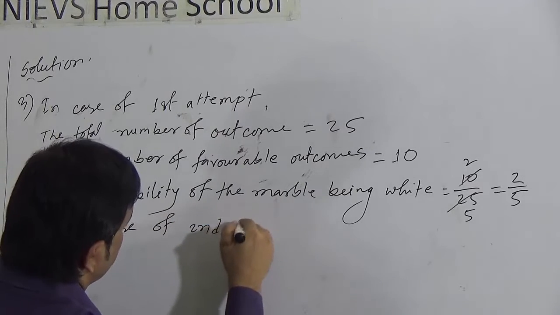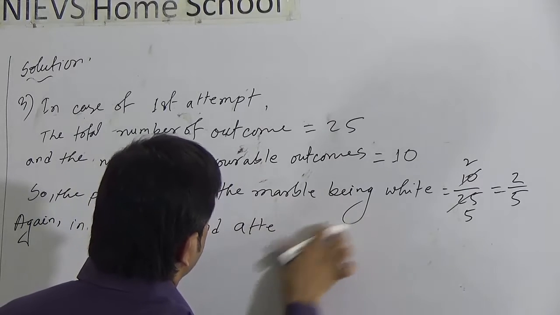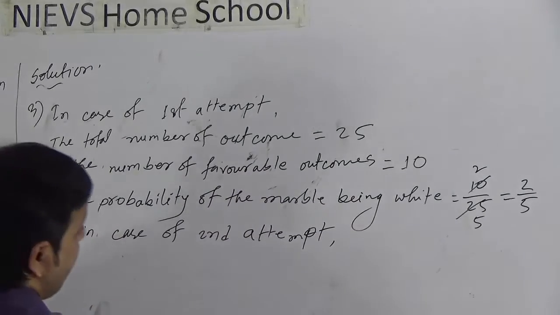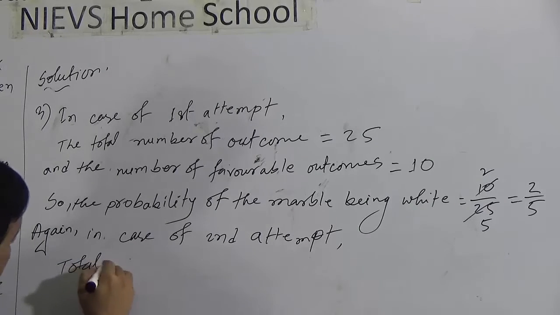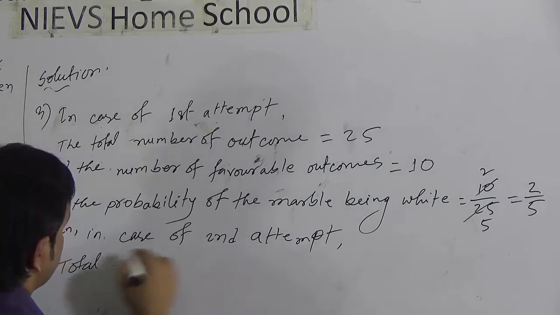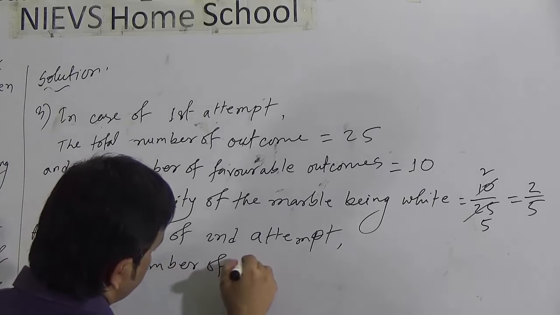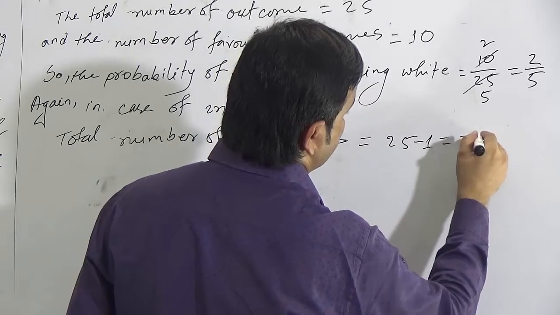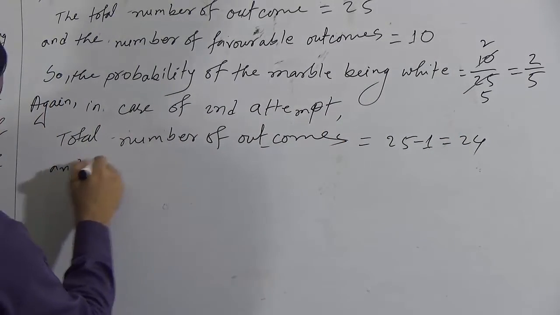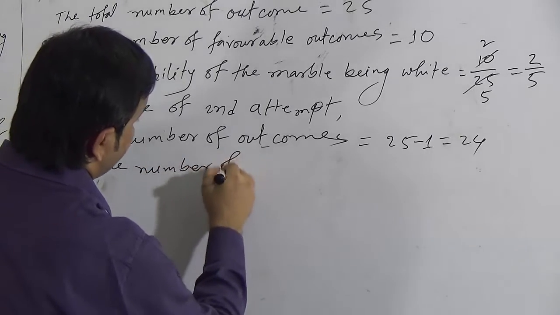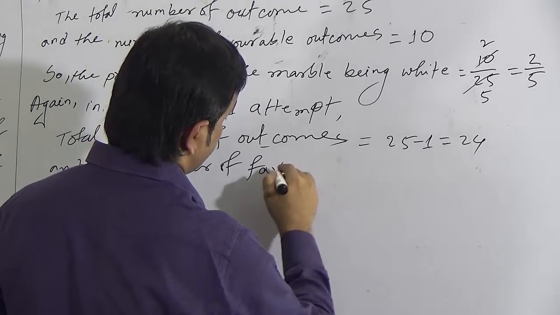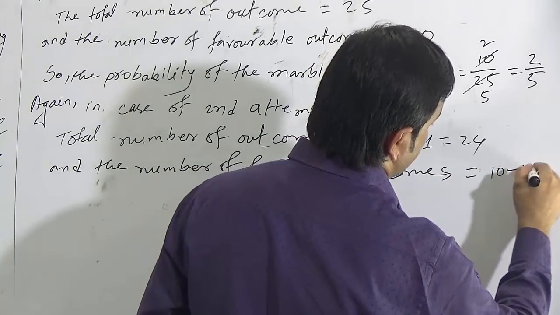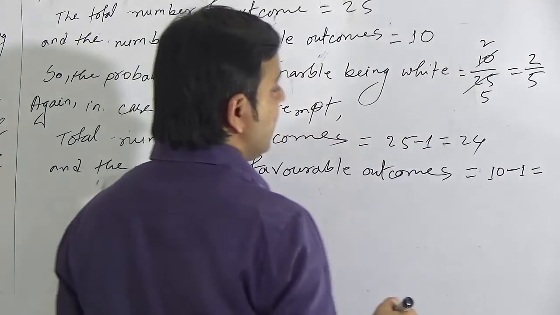So we can write, in case of second attempt, total number of outcomes is equal to 25 minus 1, that is equal to 24, and the number of favorable outcomes will be 10 minus 1, as one marble picked and no replacing marble here, so this will be 9.